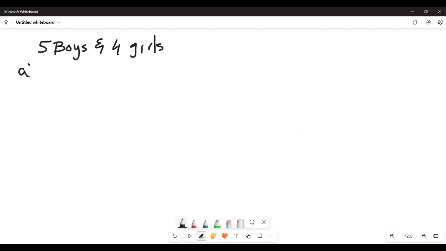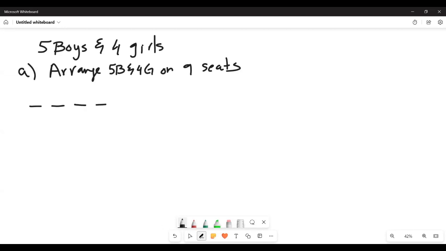Part A, arrange 5 boys and 4 girls on 9 seats. Seats 1, 2, 3, 4, 5, 6, 7, 8, 9. So on the first seat, one of the 9 people would sit.